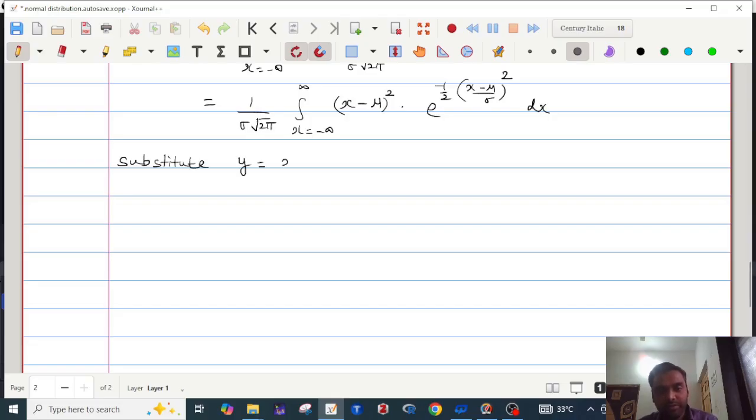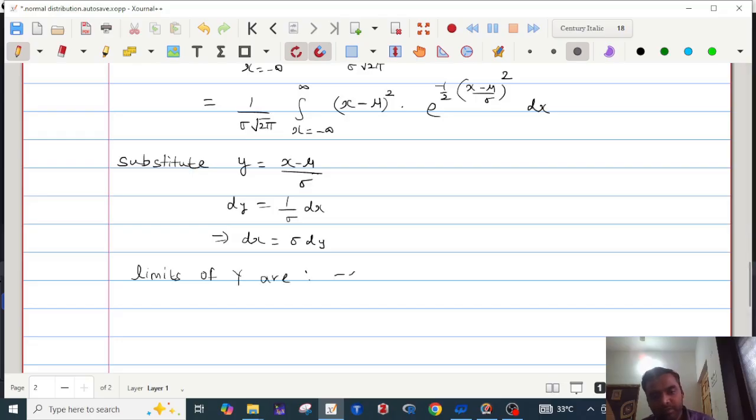Substitute y equals x minus mu upon sigma. So x is equal to mu plus sigma y. Then dy is equal to 1 upon sigma dx. This implies dx is equal to sigma dy. And as the limits of x are from minus infinity to infinity, the limits of y will also be minus infinity to infinity.